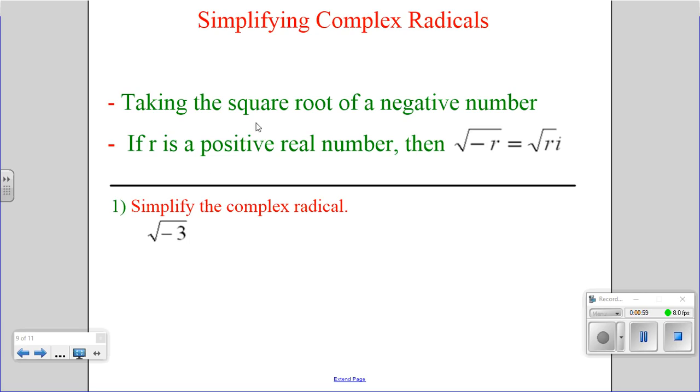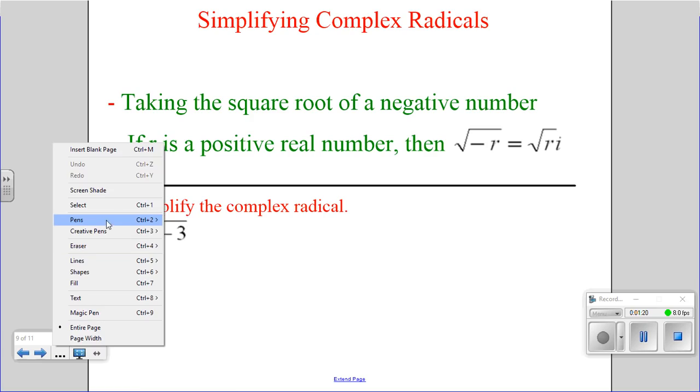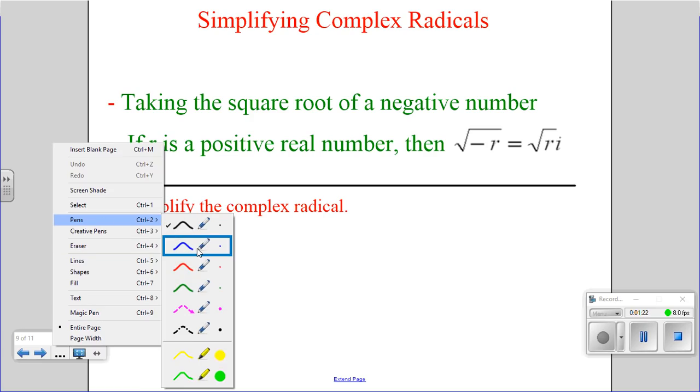So when you're taking the square root of a negative number, you're simplifying a complex radical. If r is a positive real number, then the square root of negative r is equivalent to the square root of r, i. So there's some space in between r and i. i is not located under the radical. So let's apply that rule to the first question.